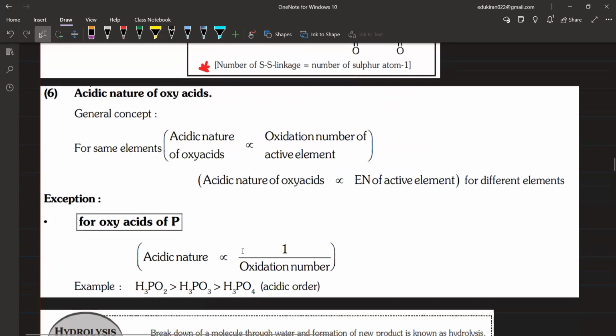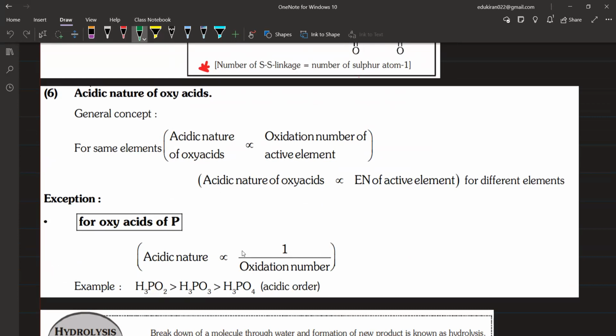Now, simple thing about acidic nature of oxyacid is what it is. The strength of oxyacid is going to depend on the oxidation number of the active element. Active element हो गया, जैसे for example sulfuric acid में sulfur active element है ना, जो non-metal है, ठीक है. So simply what you have to do, it is directly proportional to oxidation number, है ना.